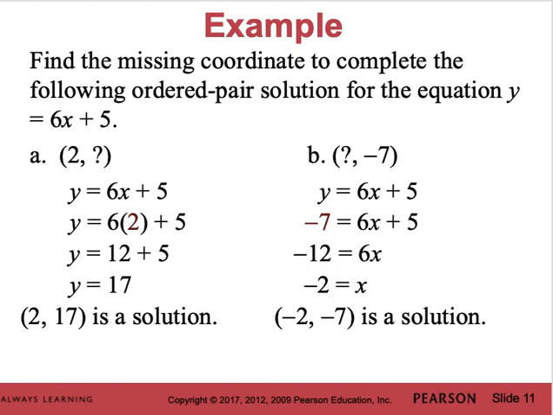So with this, we can also find missing coordinates to complete an ordered pair for an equation. 6y equals 6x plus 5. So (2, what number) would work? And so if we only know the x value, well, that's fine. That's all we need because we can replace x with 2 and solve for y. If we know the y value, we can replace y with that value and solve for x. And that completes section 7.1.